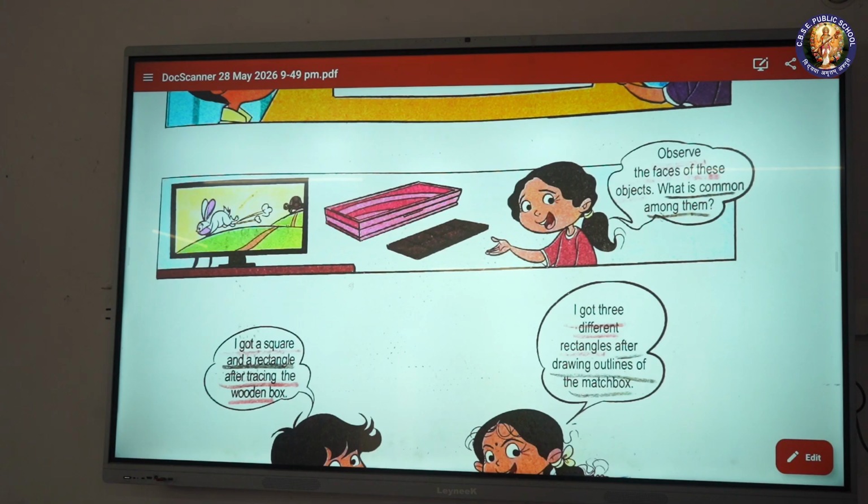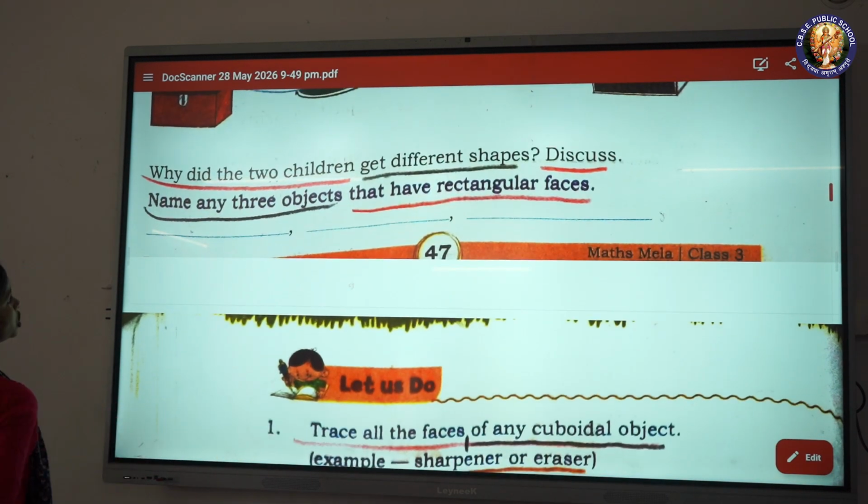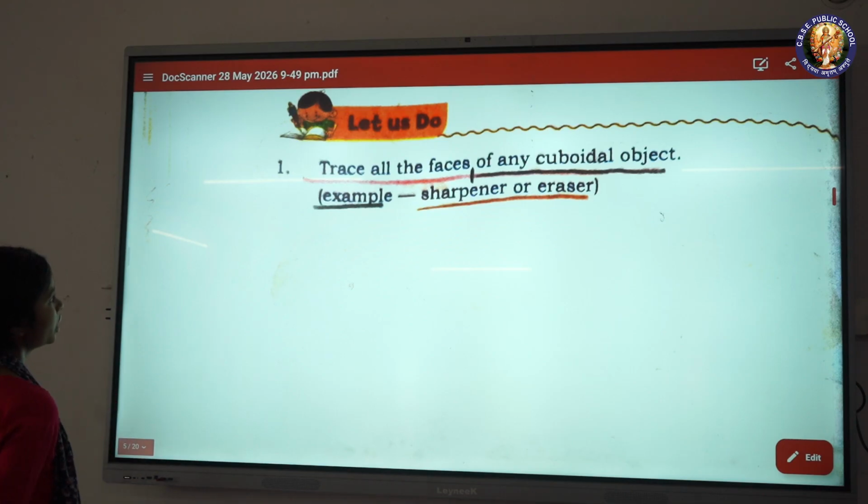After tracing the wooden box, I got 3 different rectangles. After drawing outlines of the matchbox. Why did the two children get different shapes? Discuss. Name any 3 objects that have rectangular faces.